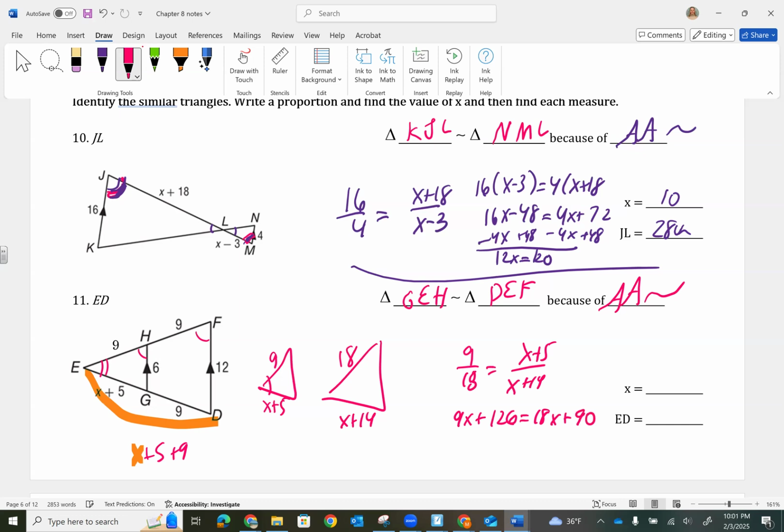Let's get all the x's to one side. You get 9x. Get the numbers to the other side. You get 36. X equals 4. That means that ED is going to be 4 plus 5 plus 9. That would be 18 units.